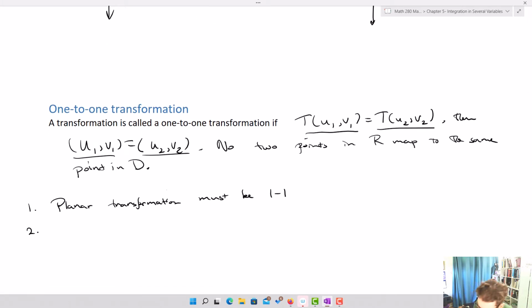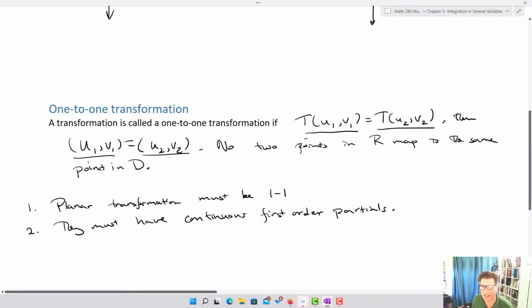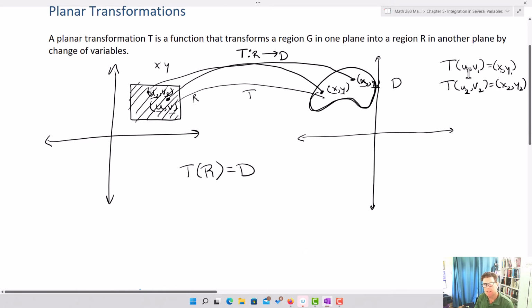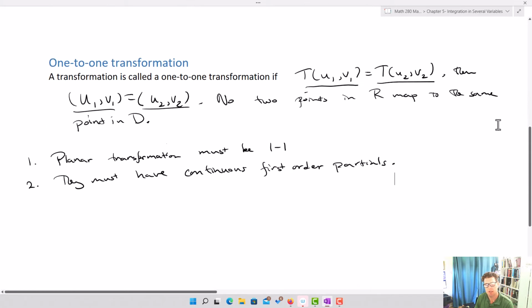And the second thing is that they must have continuous first order partials. Meaning that if we take the first order partial derivative on whatever region we're looking at, okay, so in this case, for example, we'll look at an example here. To have continuous first order partials, that means that if I take the partial derivative of T of u1, v1 with respect to u, and T of u1, v1 with respect to v, what I'm going to get is continuous functions.